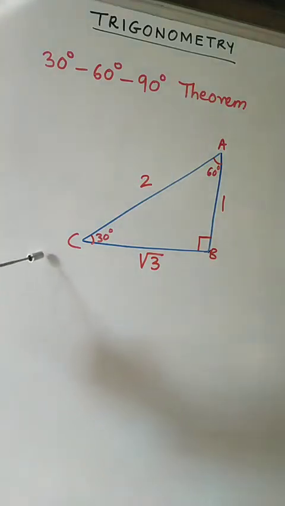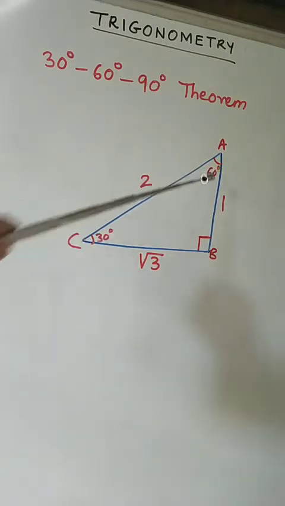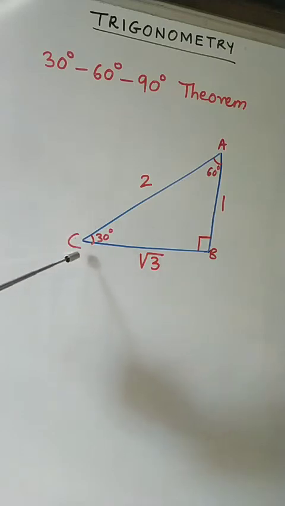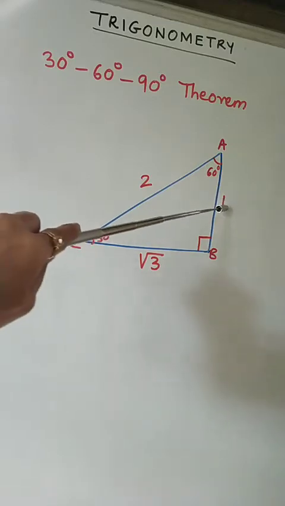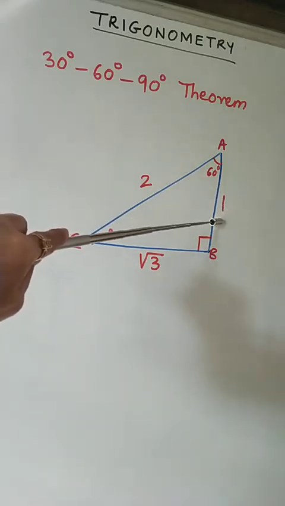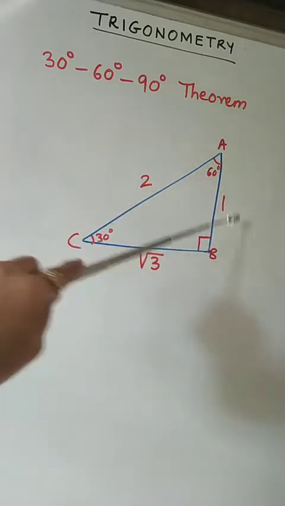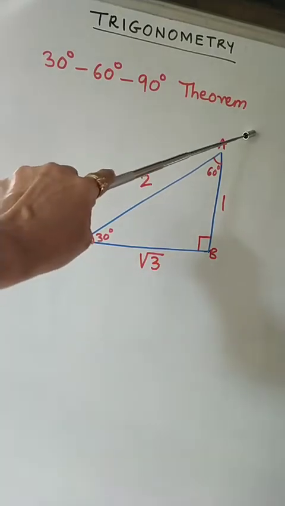Draw a triangle and label it as 30 degrees, 60 degrees. Of course, this is a rough figure. So this is a 30, 60, 90 degrees triangle. Take hypotenuse as 2, and obviously side opposite to 30 degrees becomes 1, that is half of the hypotenuse, by 30, 60, 90 degrees theorem.